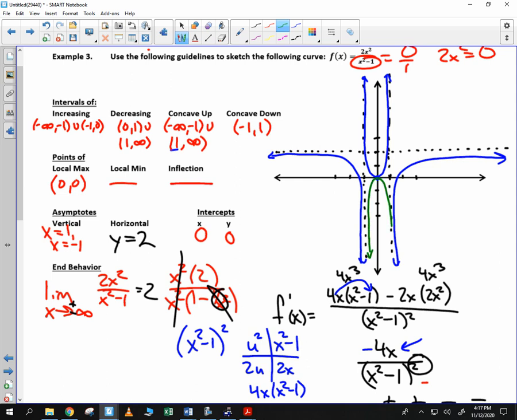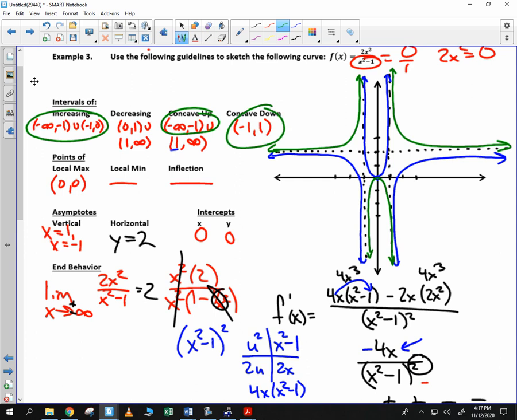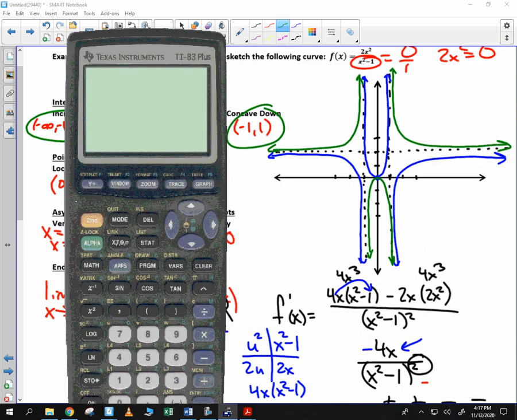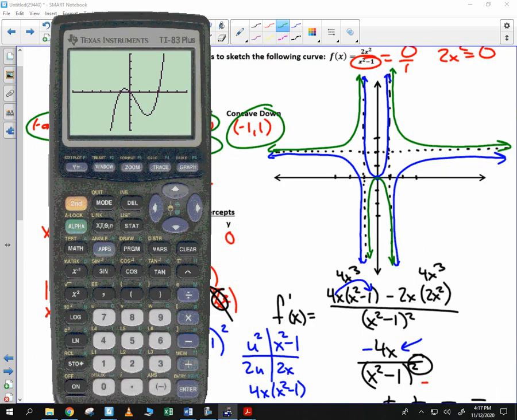Looks like I have a local max there. It looks like I am increasing and concave up during this time, and I am decreasing and still concave up during that time. Notice the concave down is the middle part and the concave up are the other two parts. So the green should be my graph. Let's type it in and see what we get.